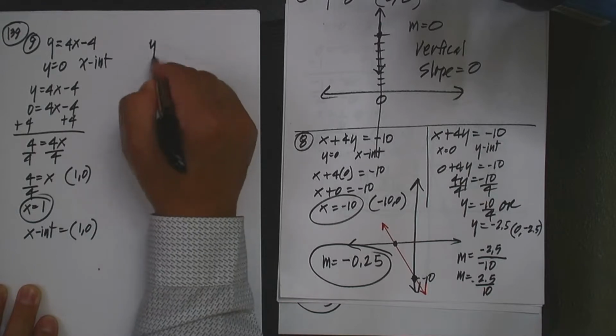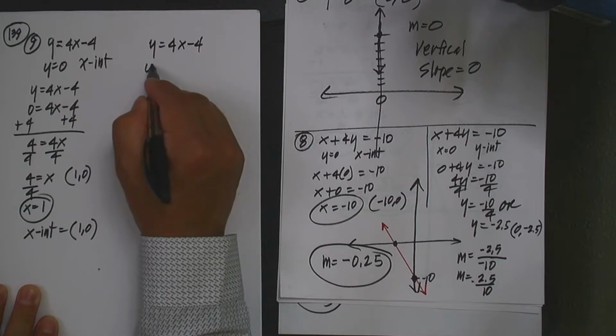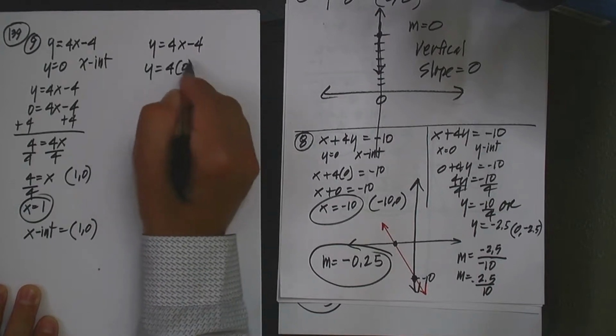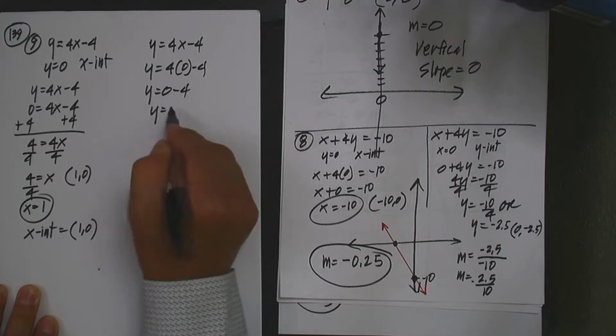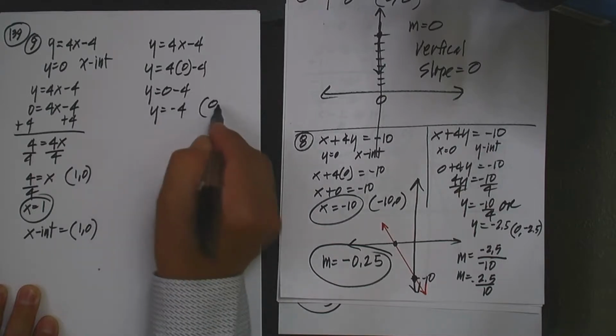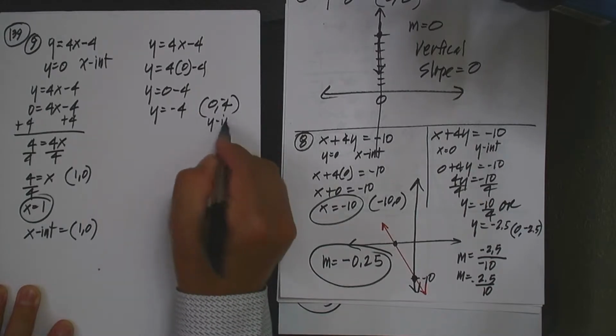So you have y equals 4x minus 4. So y equals 4 times 0 minus 4. So y equals 0 minus 4. So y equals negative 4. Therefore, it is 0 and negative 4. Okay, so that's your y-intercept.